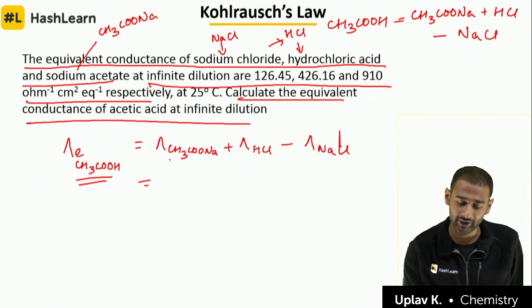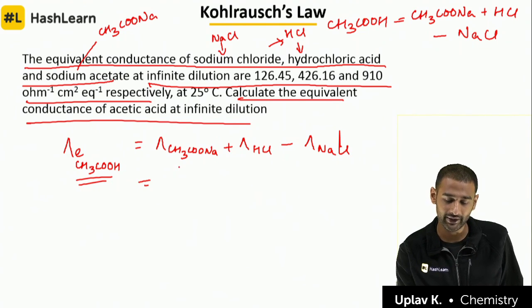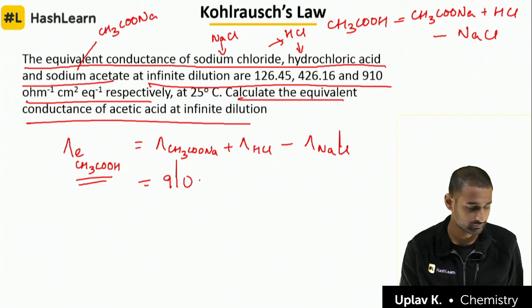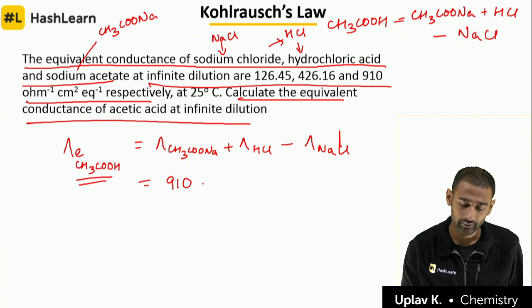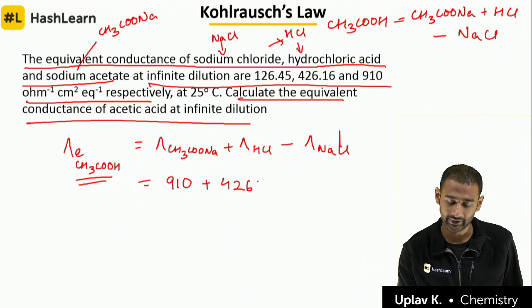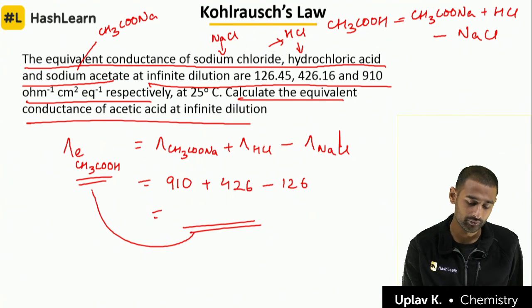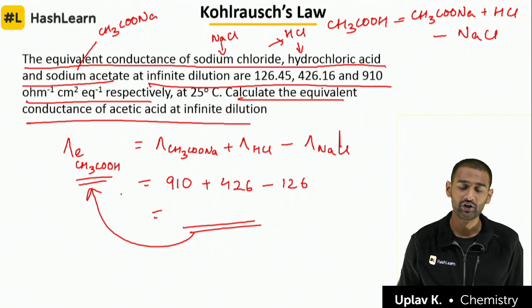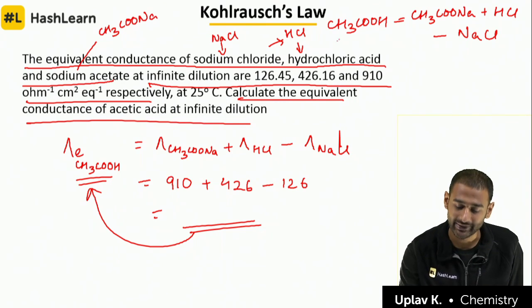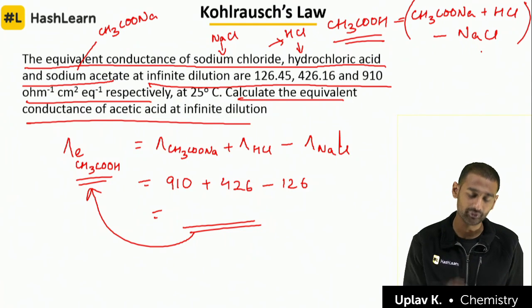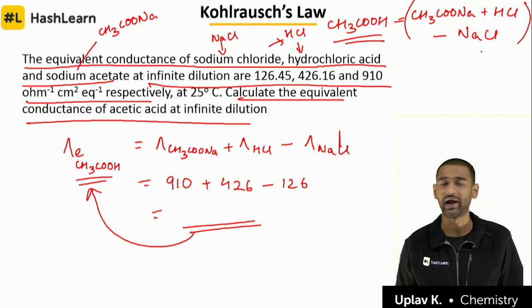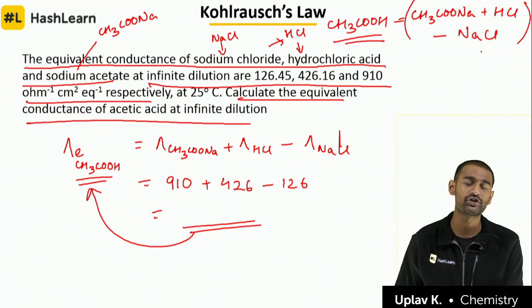Fine. So if I just put in the values, what is the value for CH3COONa? It is 910. Plus, what is the value for HCl? Plus 426, minus 126, that is of sodium chloride. When you solve this, the value you get will be the equivalent conductance of CH3COOH. Like this you have to solve the question. Just try to understand how you will get this and subtract the other things. If you put it in the form of molar conductance, then you will get your answer. So that's all about how to solve the questions using the Kohlrausch law.